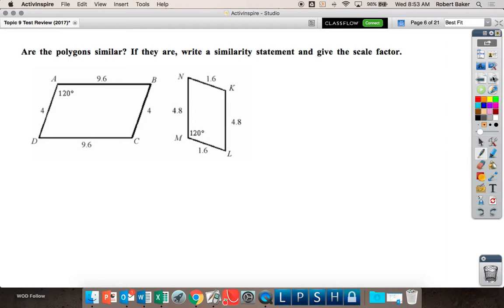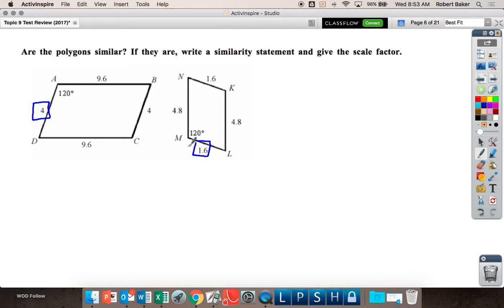Yeah. So if we want to see if they're similar, we have to check and see that each side is proportional. So we have a number here, and what does it correspond to on the other one? So this 4 is the small number, and 1.6 is the small number. So be careful here. If we want to do double math, which one's our new shape? The one on the right.